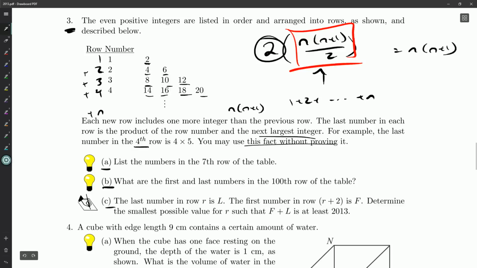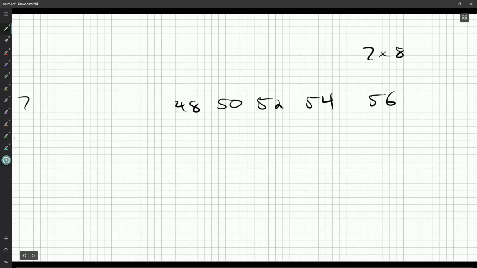So, 2 light bulbs and a written part. A: list the numbers in the 7th row of the table. All right, let's just work backwards. They tell us what the last one is: 7 times 8, so 56, and then the next number will be 54. How many should be in the 7th row? 7 numbers, so there's 56, 54, 52, 50, 48, 46, and 44.